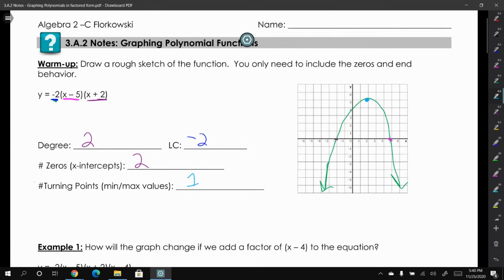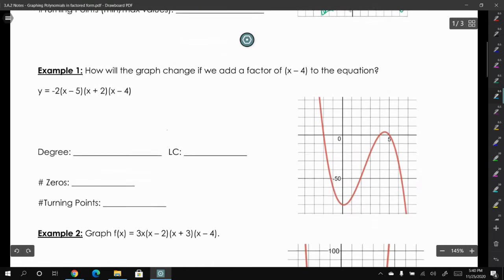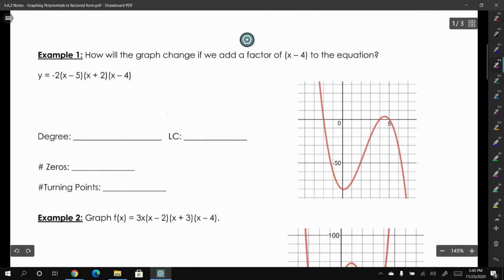Okay, so this was a second degree function. We had 2 x-intercepts. Our leading coefficient was negative 2, and we had 1 turning point. So keep that in mind as we go through these other examples. Now, example 1, we're adding this x minus 4 factor to this, and look at how the graph changed. We still had our 2 x-intercepts from above, but our end behavior is different. So this is a third degree function. Our leading coefficient is still negative 2.